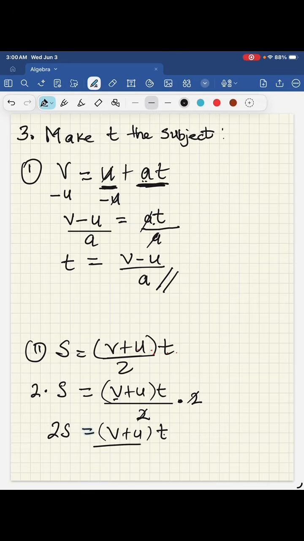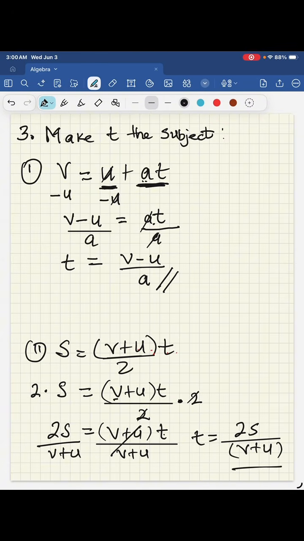Okay, now we divide both sides by the coefficient of t, which is v plus u. V plus u. This goes. So my t is equal to 2s divided by v plus u. And that is your solution.